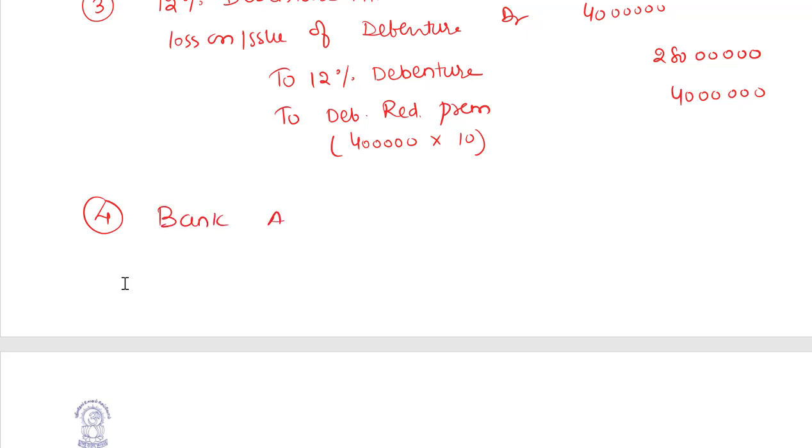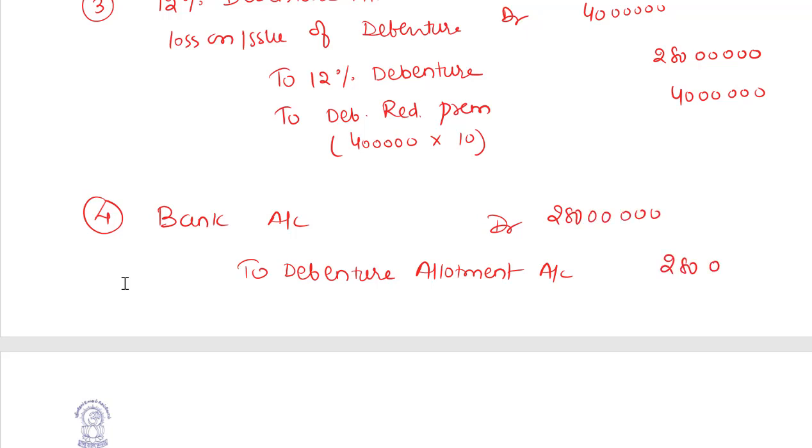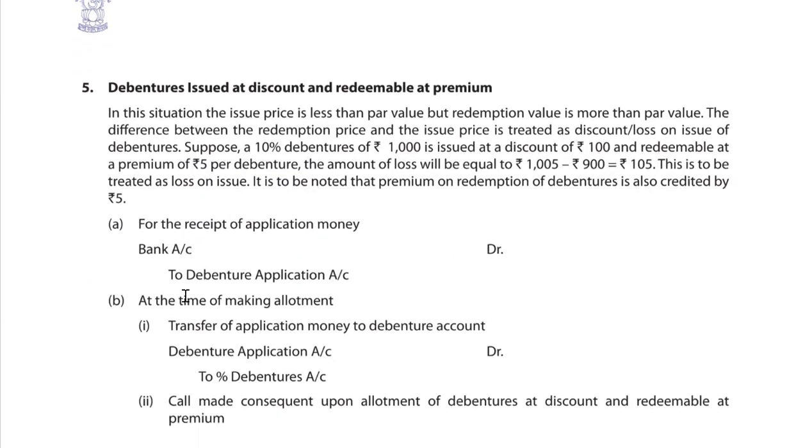Next entry, bank account debit to debenture allotment account, 280 lakhs. I believe you understood this. Let us move ahead.